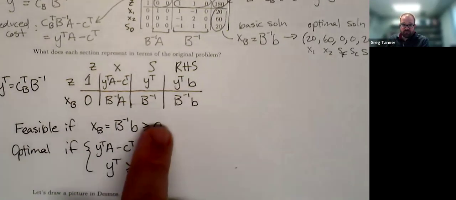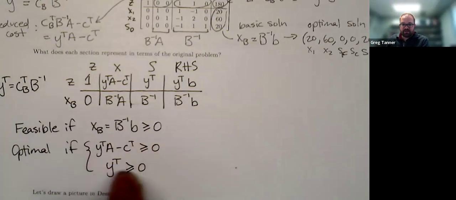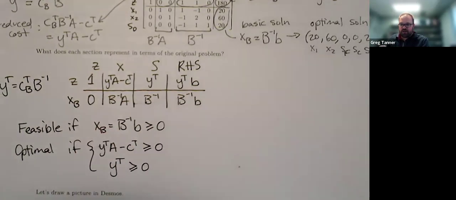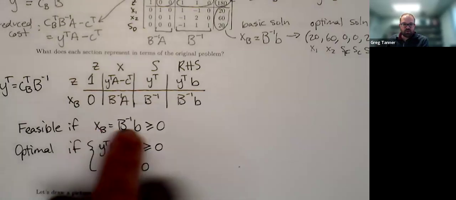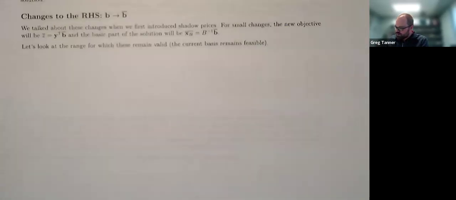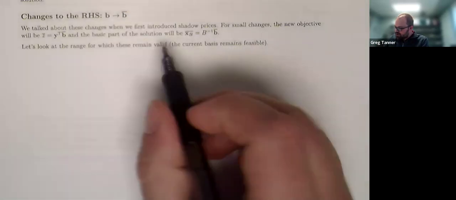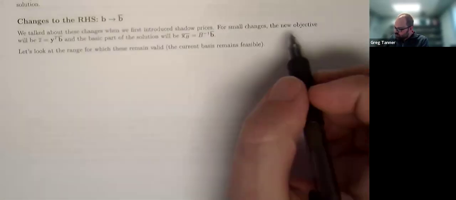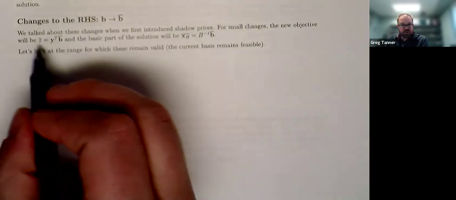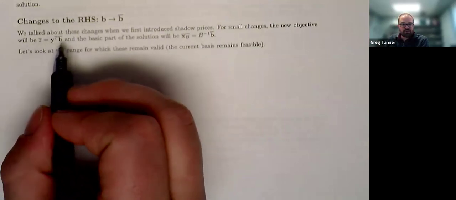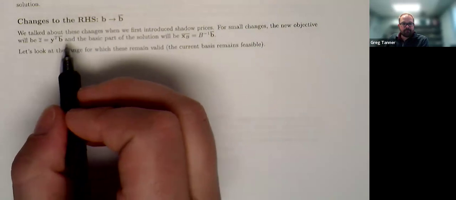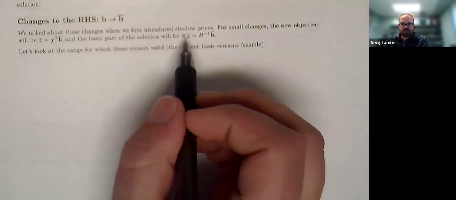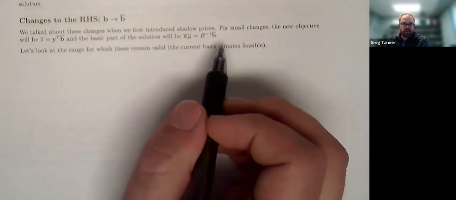If it remains feasible, though, it will remain optimal because that B vector doesn't show up at all in the optimality conditions. So the only thing we need to check is whether we're still feasible. Okay, so small changes in B will change the objective value to Y transpose times B bar, and also change our basic solution to B inverse times B bar.